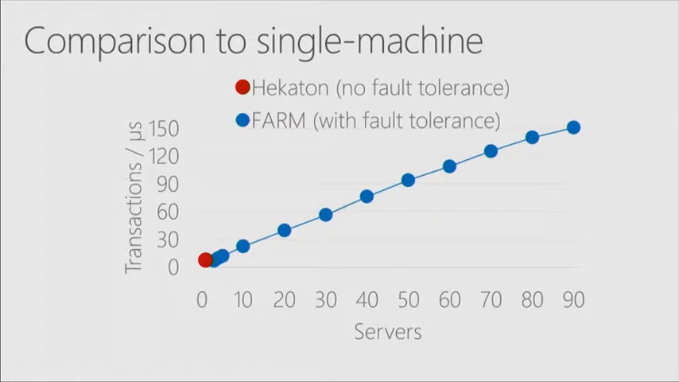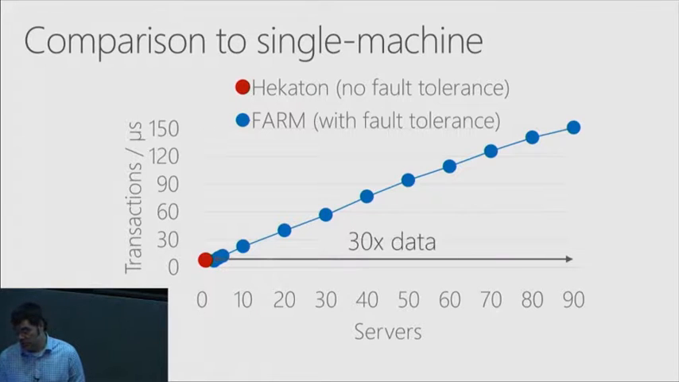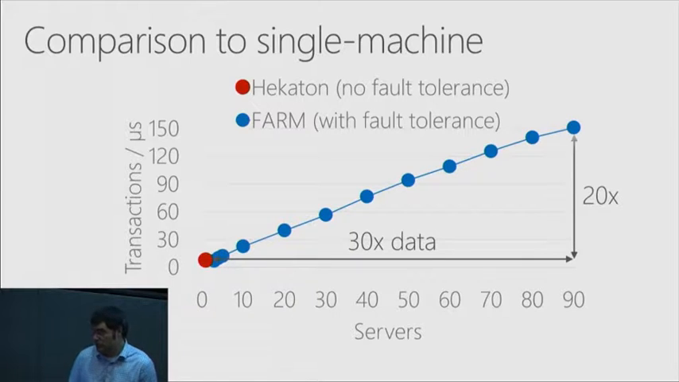I'm showing here a comparison with Hekaton, which is SQL Server's in-memory component. Hekaton has no fault tolerance, obviously, with a single machine. The logging was turned off. And FaRM has fault tolerance by using three-way replication. And with a system with 90 machines, we are basically able to store 30 times as much data as a single Hekaton instance and achieve 20 times higher throughput.